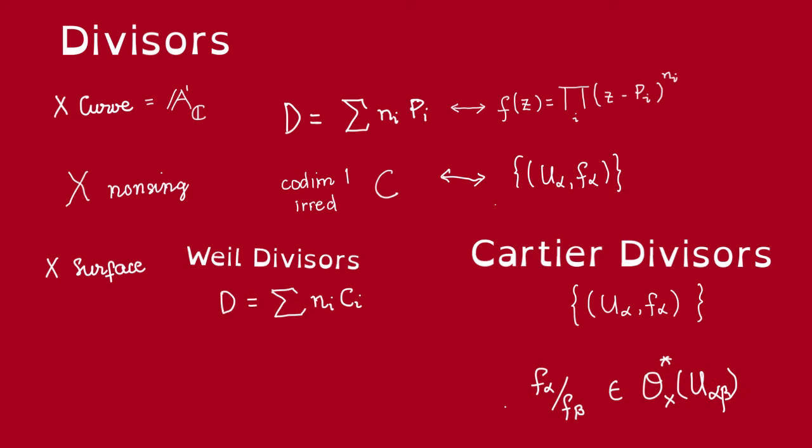So that would be the definition of a Cartier divisor. It's going to be a family of pairs like this. F alpha is a rational function on U alpha that are compatible in the following sense. F alpha over F beta should be a unit inside this ring. In other words, they should be regular and non-zero on the intersection of U alpha with U beta.